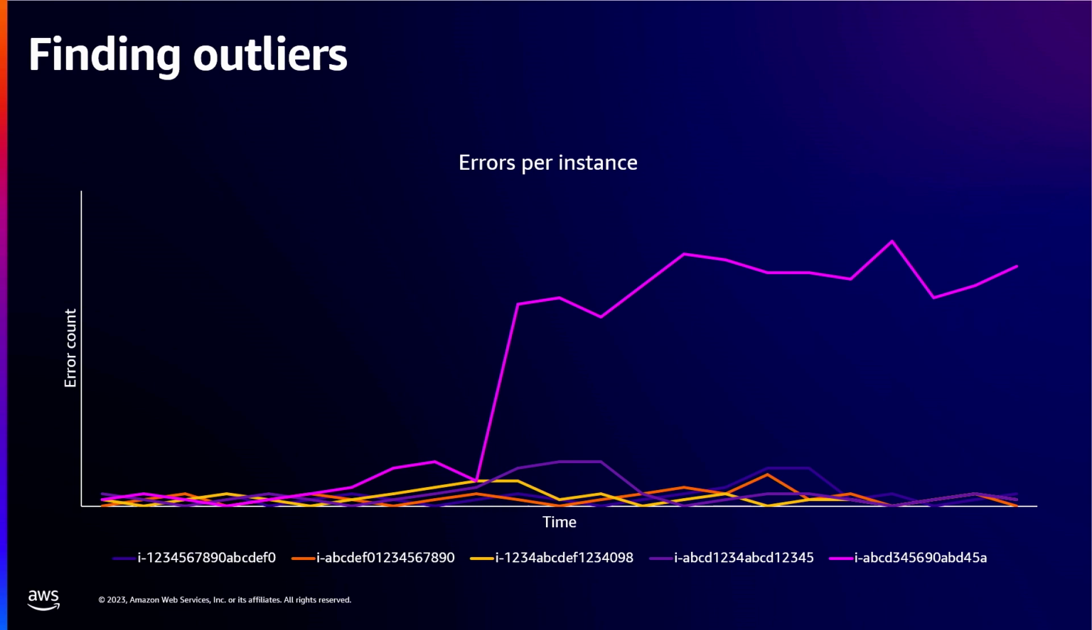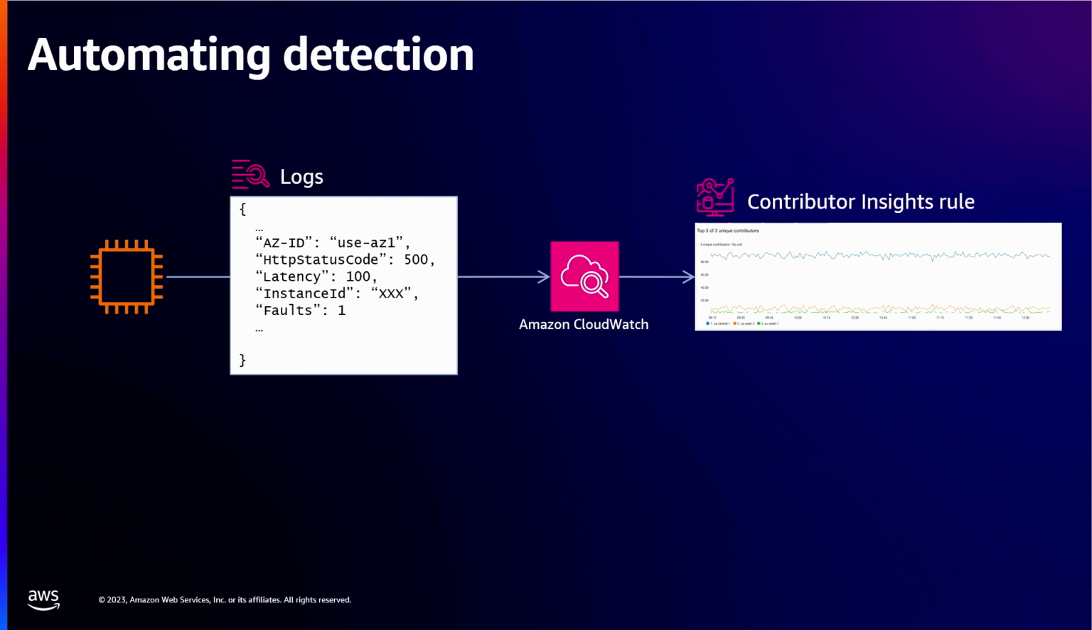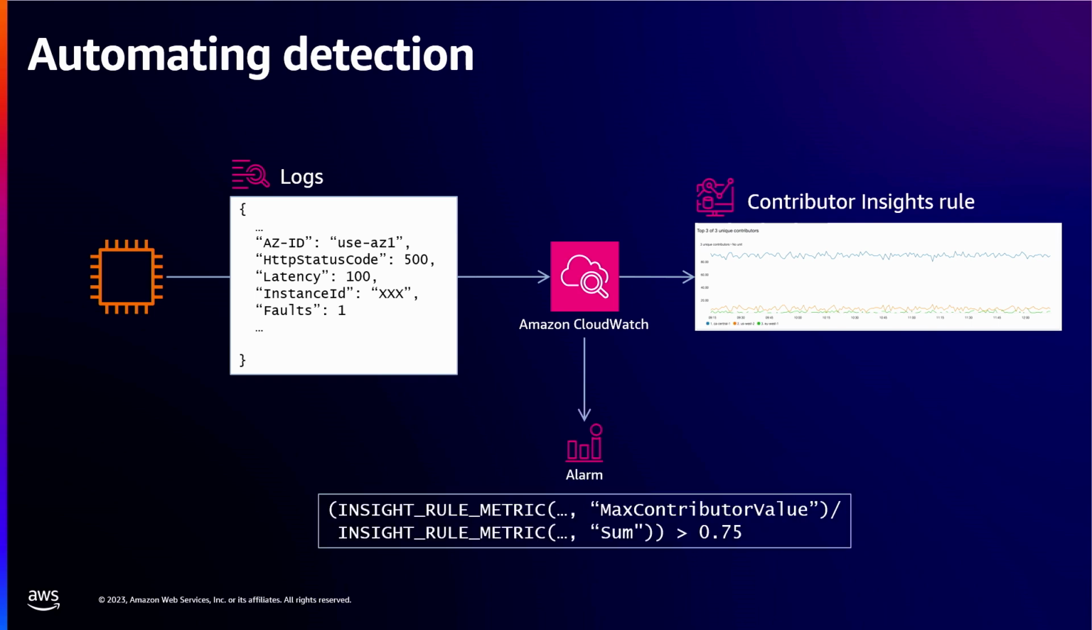But if I saw this one, I'd probably be inclined to say, hey, there's something wrong with that host. It has way more errors than the others. It's potentially experiencing a gray failure. But humans can be slow, right? I don't want a human having to look at this dashboard all day to try to find out if we're experiencing a gray failure. So what we can do is create an alarm based on our Contributor Insights rules.